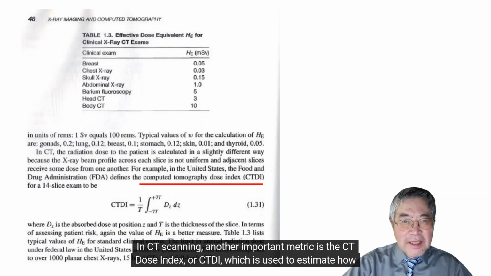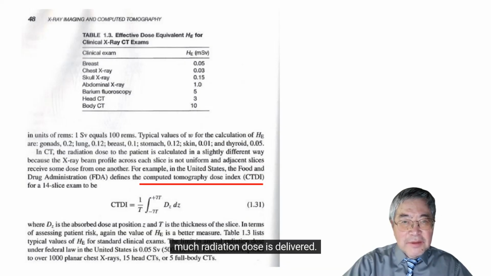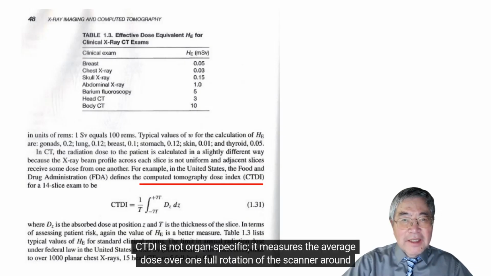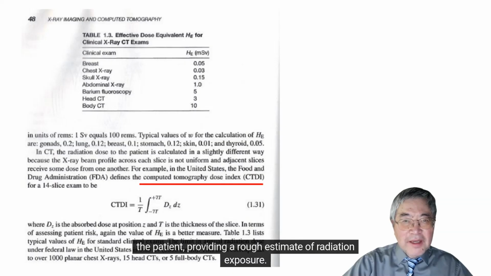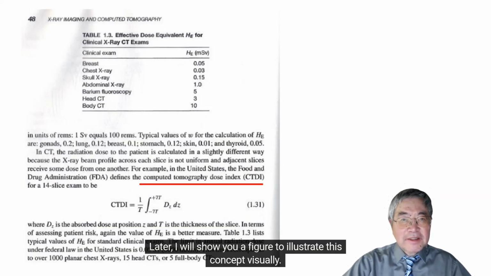In CT scanning, another important metric is the CT dose index, or CTDI, which is used to estimate how much radiation dose is delivered. CTDI is not organ-specific. It measures the average dose over one full rotation of the scanner around the patient, providing a rough estimate of radiation exposure. Later, I will show you a figure to illustrate this concept visually.